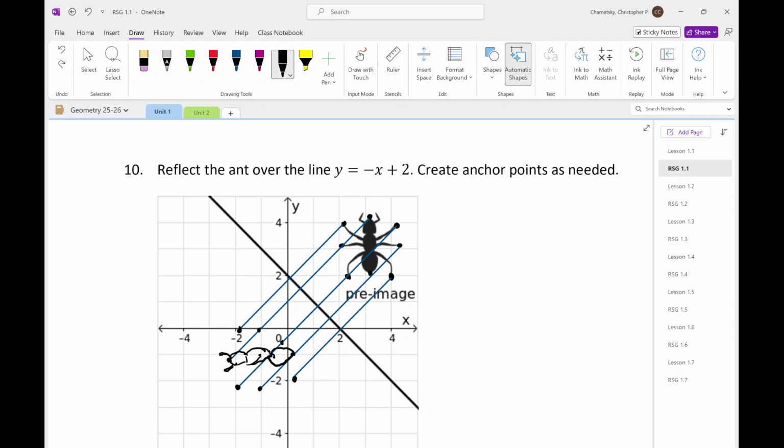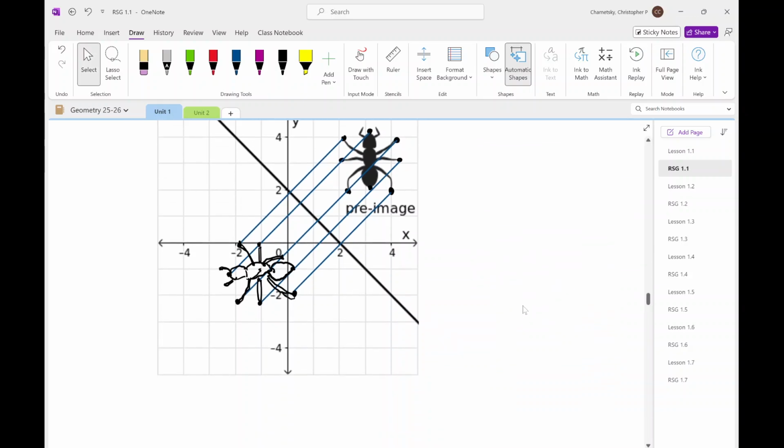And then figure out where these arms and legs go. So these middle ones seem to go straight out like that. These ones seem to go like this. These ones tend to go back like that. That's my rough drawing of my ant reflected. Okay, not bad for somebody who's a terrible drawer.